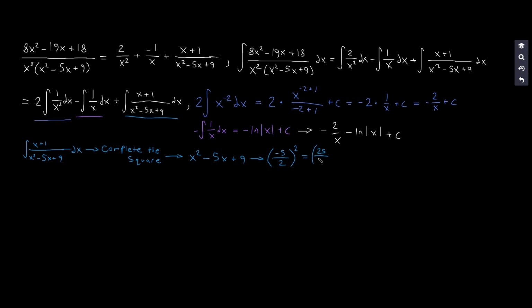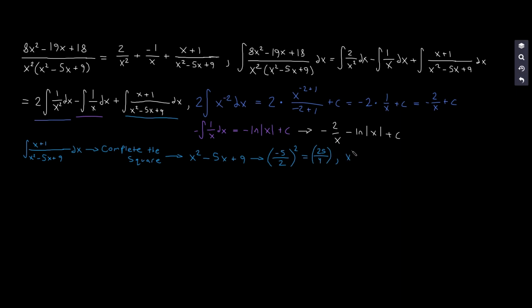2 times 2 is 4. Okay. And instead of putting 6.25, we'll just leave it as a fraction. So then the next step would be to insert this inside of what we have in a specific way.